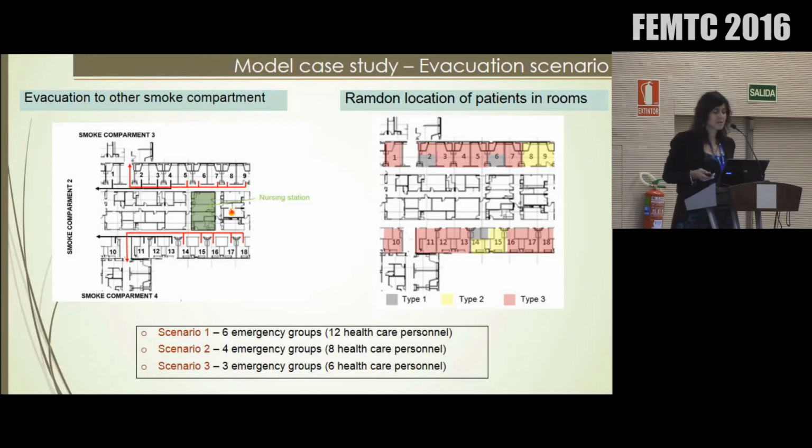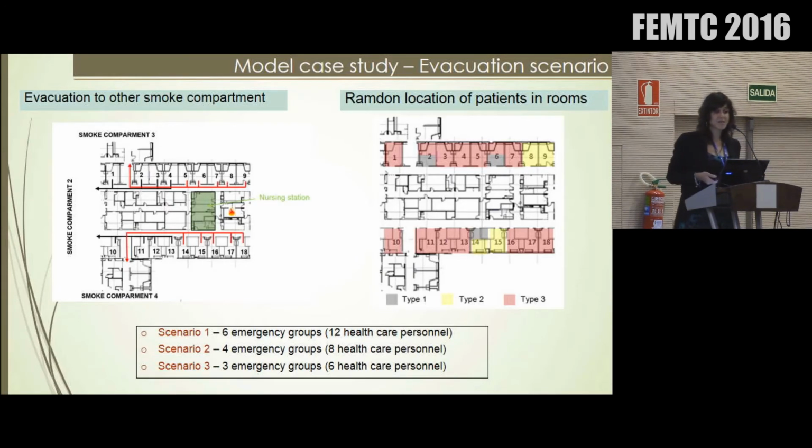In our evacuation scenario, we are assuming a fire in smoke compartment 1. That leads to the evacuation of patients to smoke compartments 3, 2, and 4. We assume that they will be evenly distributed into the smoke compartments in order not to cause a big impact in the rest of the smoke compartments. So we have assumed that there are three type A patients, 4 type B patients, and the rest is type C patients. I don't remember the number.